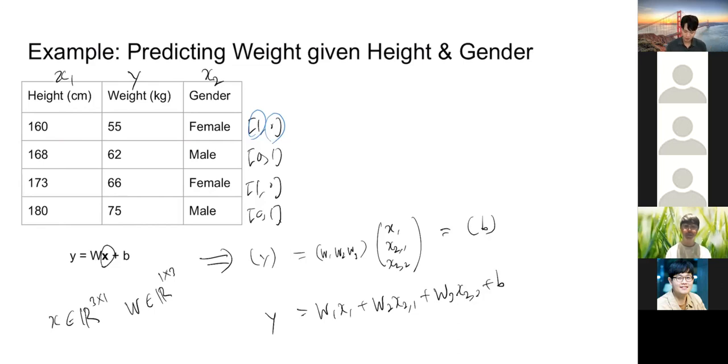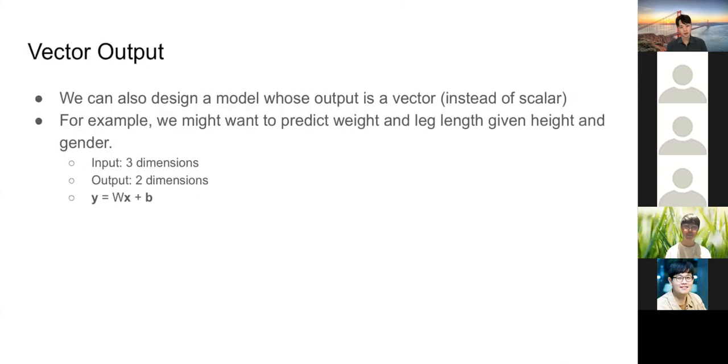And probably this is something you already learned, but I hope you don't have any trouble recalling these things or understanding these concepts. And not just the input can be a vector, but it's also possible that the output can be a vector. So for instance, we can design a model whose output is a vector if we want to predict weight and leg length given height and gender. In that case, we have three dimensions for the input, just like the previous example, but two dimensions for the output. The first dimension will be the weight, but the second dimension of the output will be the leg length.